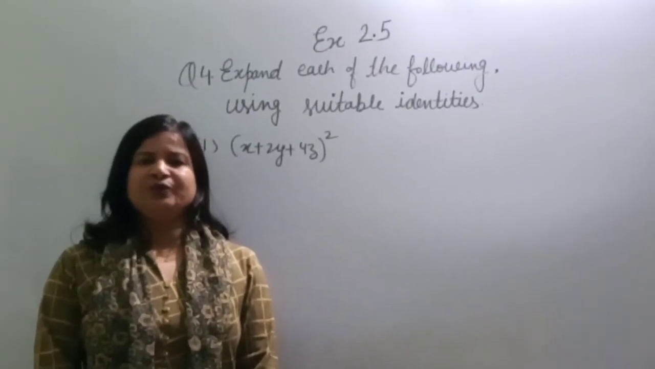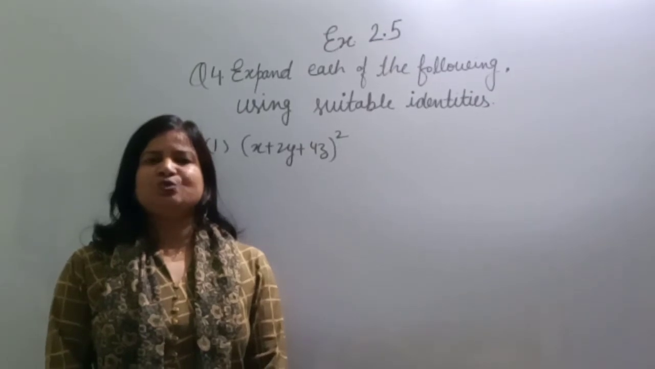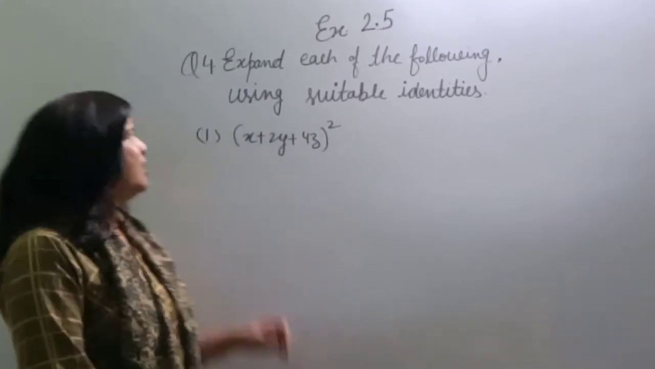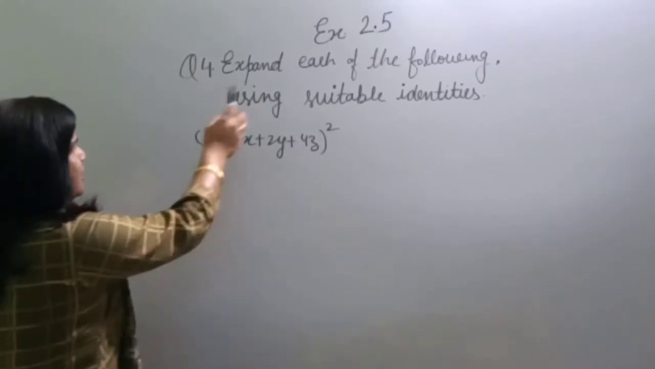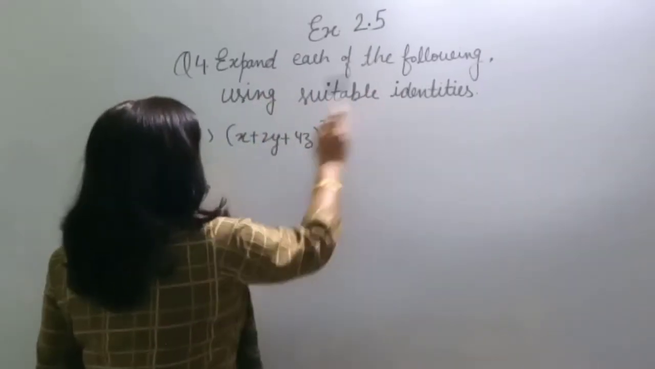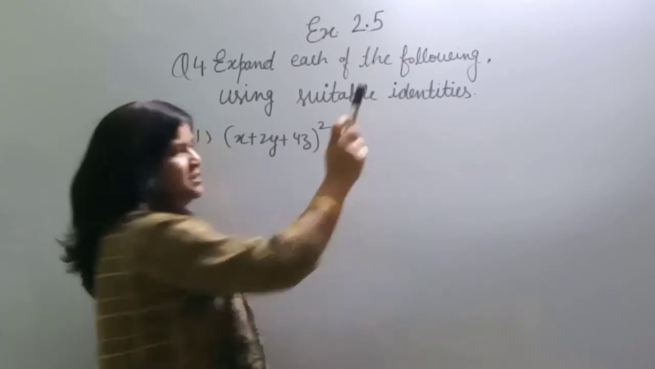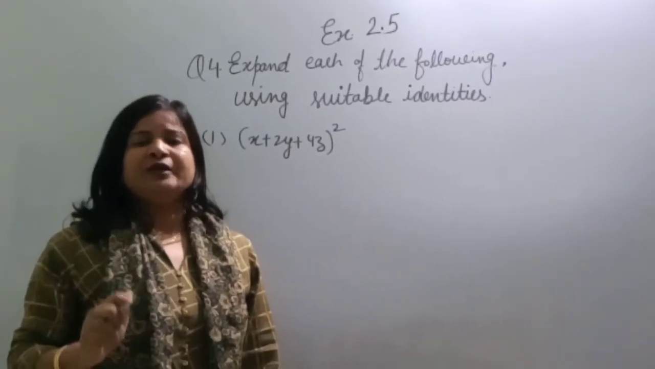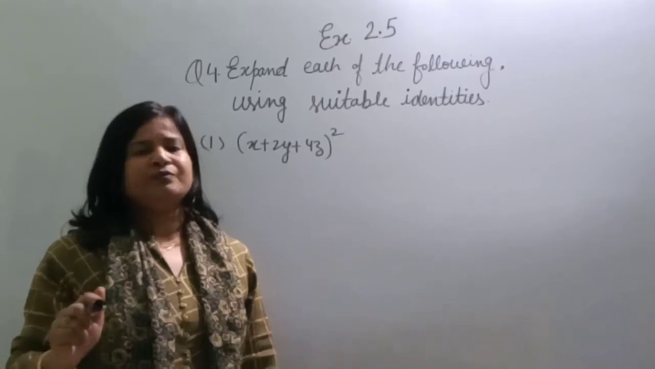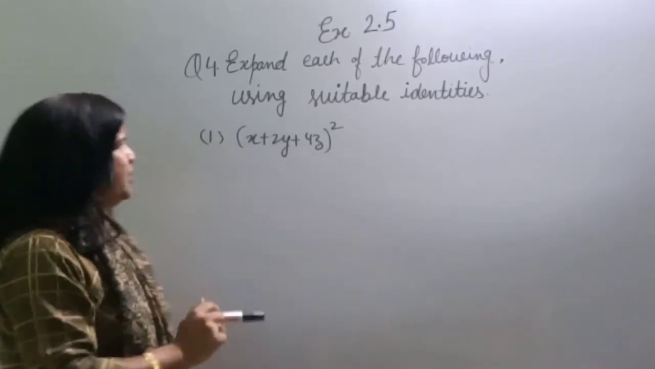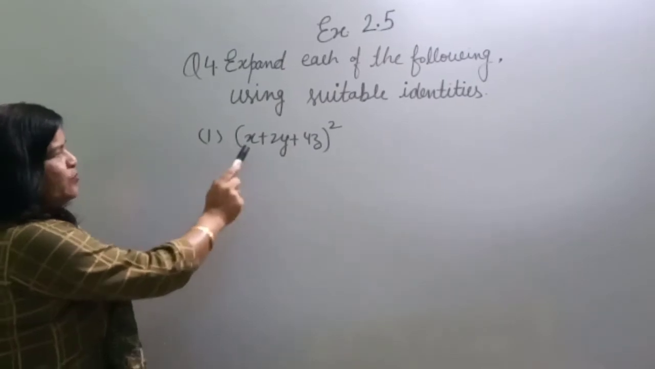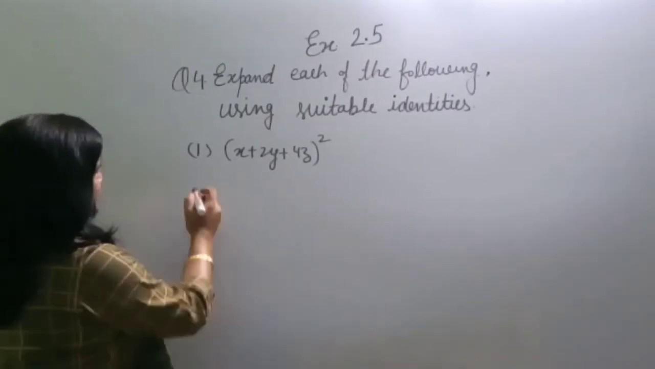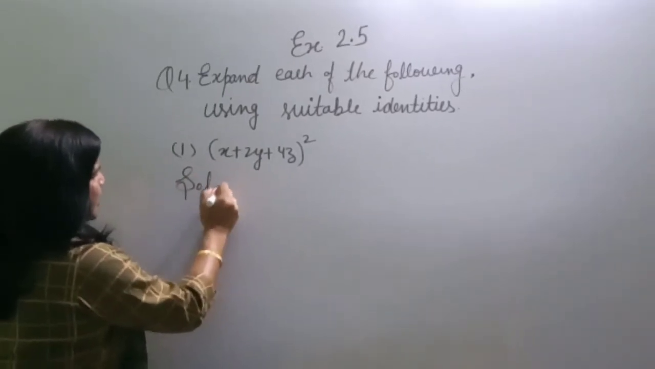In this lecture, we will do question number 4 from exercise 2.5 of NCERT Mathematics class 9. Question number 4 is: expand each of the following using suitable identities. That means we have to use the proper identity for calculating the expanded form. Our first question is (x + 2y + 4z)². For this question, we will use the proper identity.